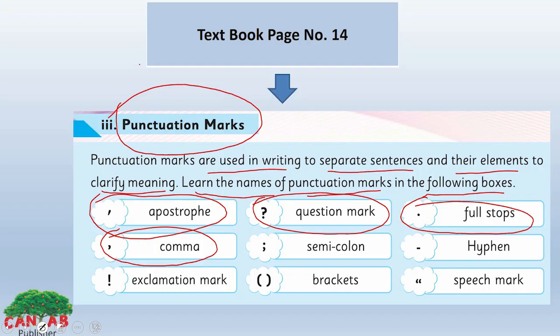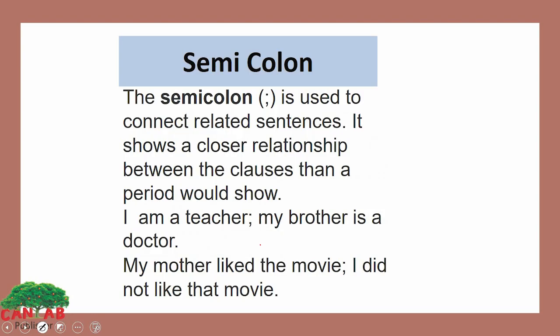Now look at the semicolon. What is a semicolon? The semicolon is used to connect related sentences. It shows a closer relationship between the clauses than a period would show. Clauses mean sentences. A period is also called a full stop.